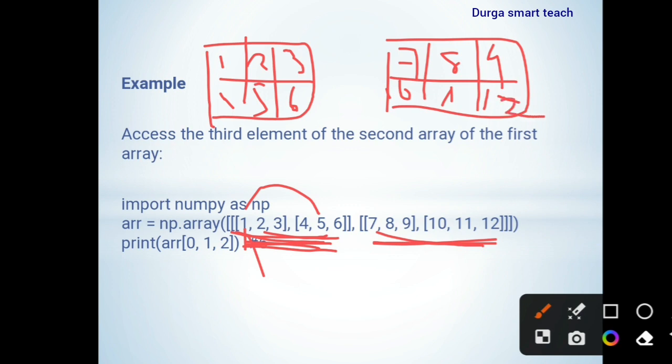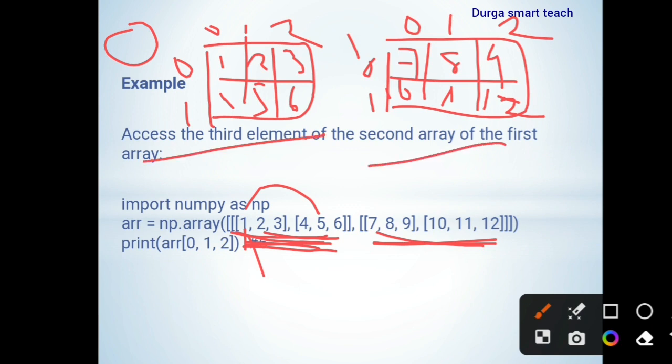Okay, so this is the 0th matrix, this is the first matrix. So here 0, 1, 0, 1, 2. So here also 0, 1, 0, 1, 2. Okay, so assume this is one two-dimensional, this is one more two-dimensional. Three-dimensional contains two two-dimensionals.